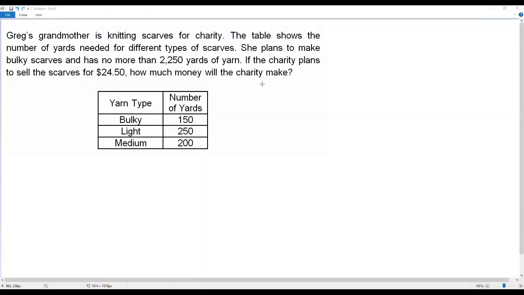Here we have a word problem on linear inequalities. Okay, let's go to the information. Greg's grandmother is knitting scarves for charity. The table shows the number of yards needed for different types of scarves.